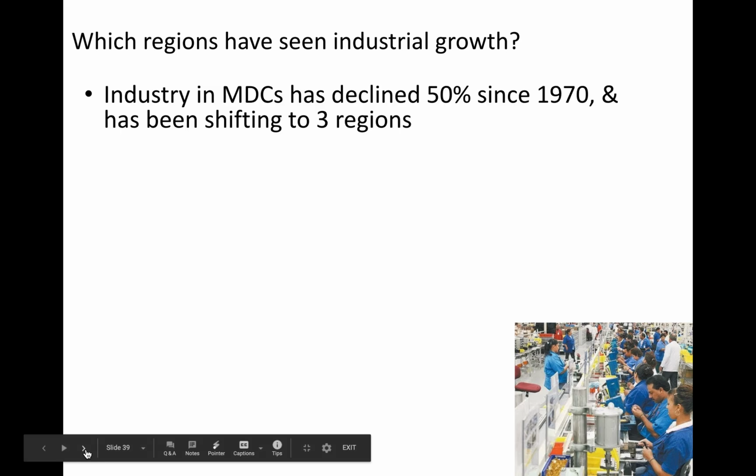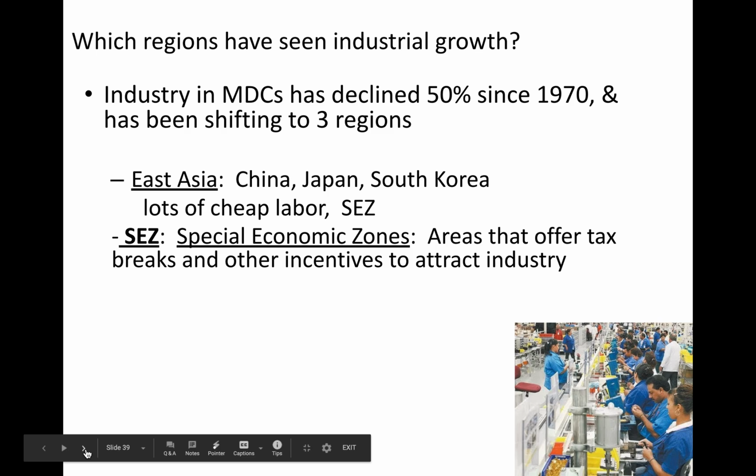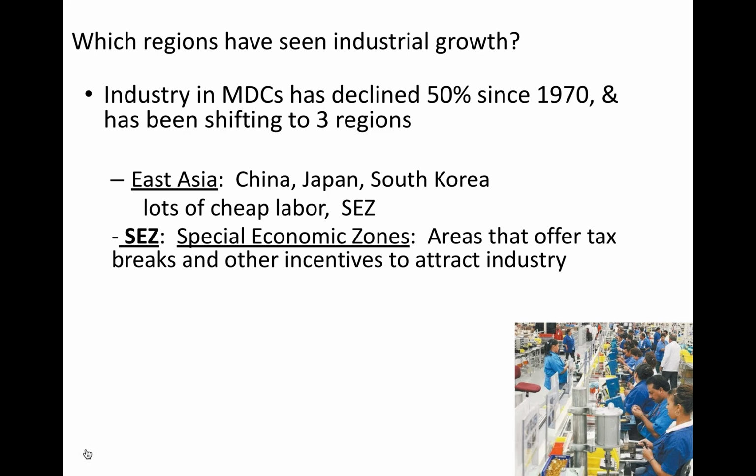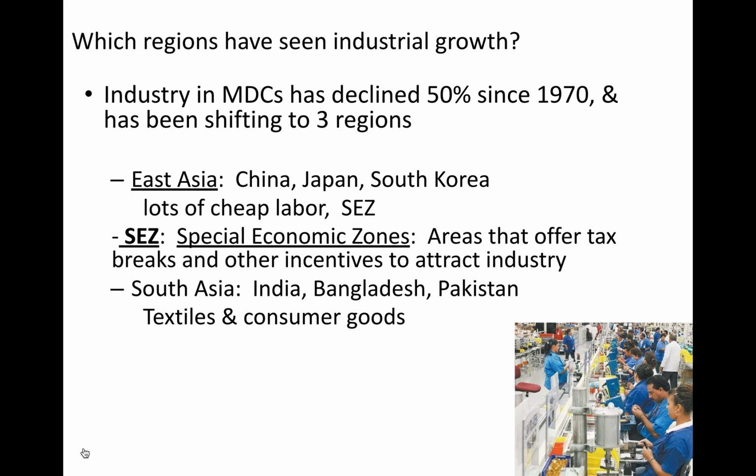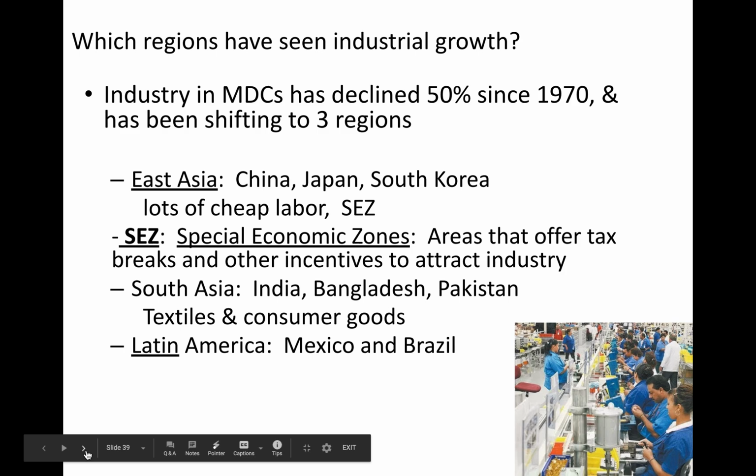Which regions have seen industrial growth? MDCs declined by 50% in the 70s. Three main regions: East Asia, with cheap labor as a site factor, and also they have special economic zones where there are incentives that attract industry and heavy tax breaks. In South Asia, the largest producers of textiles and other consumer manufactured goods.